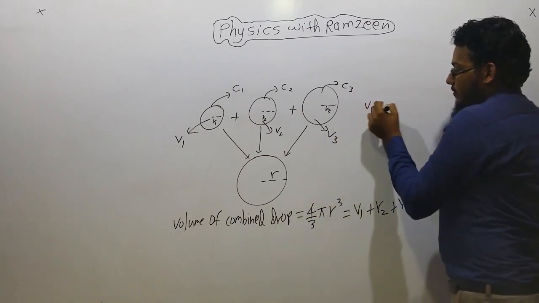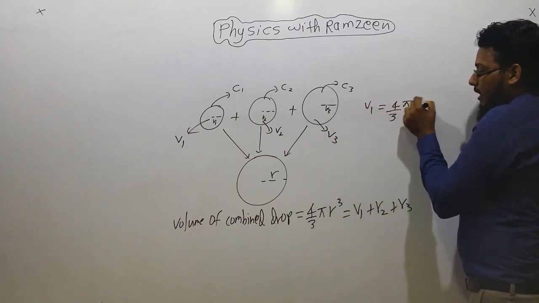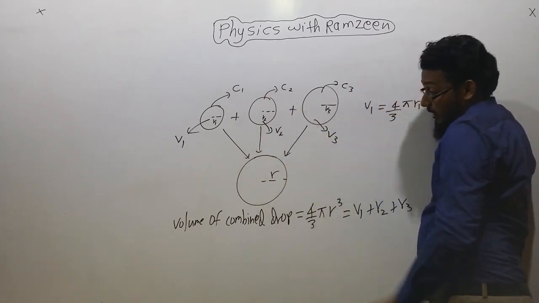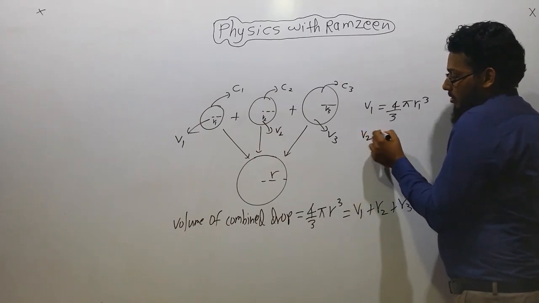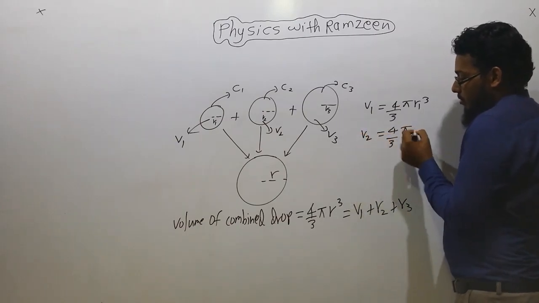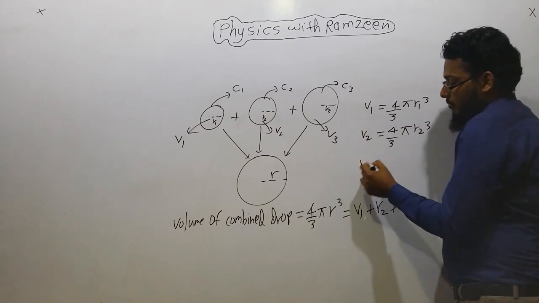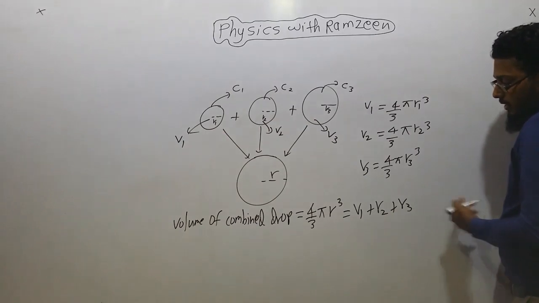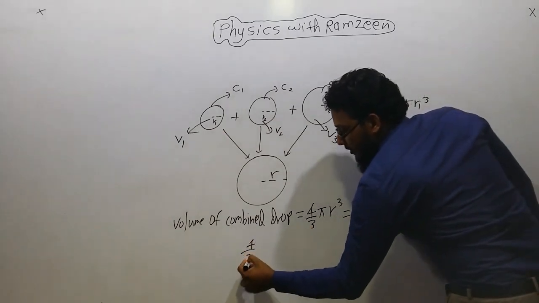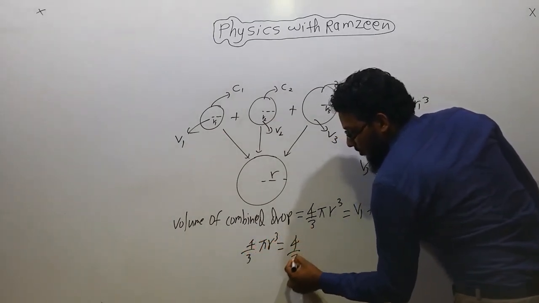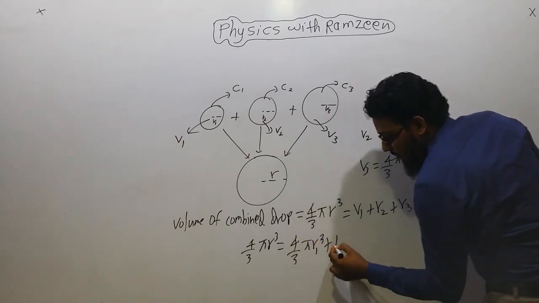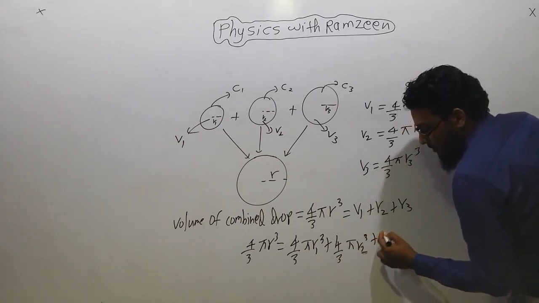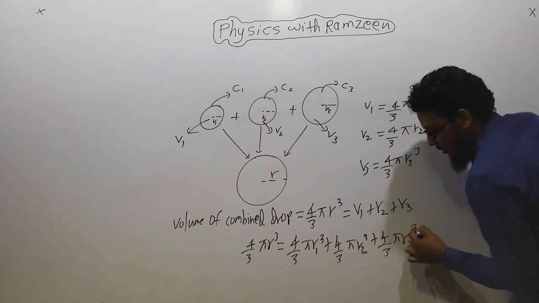We can say that V1 is equal to 4 over 3 pi R1 cube, because I choose that the drop has the radius R1, and also V2 is equal to 4 over 3 pi R2 cube, and V3 equals 4 over 3 pi R3 cube. So I can add them: 4 over 3 pi R cube is equal to 4 over 3 pi R1 cube plus 4 over 3 pi R2 cube plus 4 over 3 pi R3 cube.